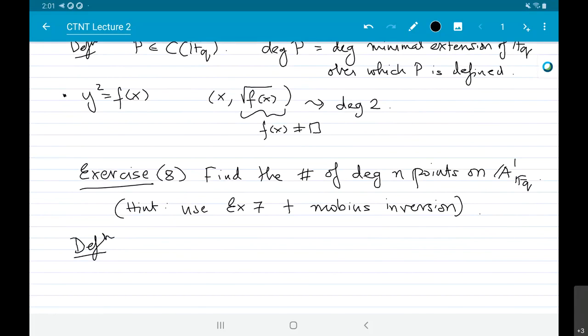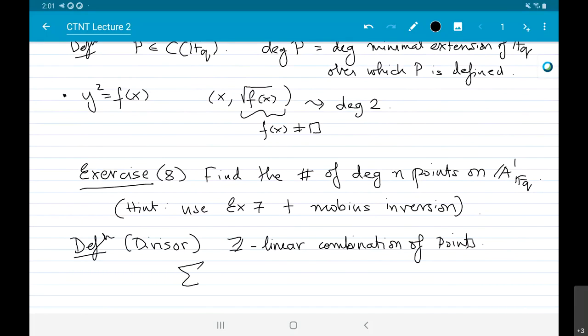Definition: what is a divisor? A divisor is a Z-linear combination of points. So you can write it as a formal sum of n_P P, where P is any point on C, so it can be defined over any field. And what are the few things we demand? Well, the n_P have to be inside Z, of course. And you want this to be a finite sum, so all but finitely many are 0.